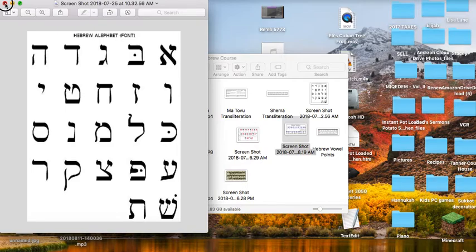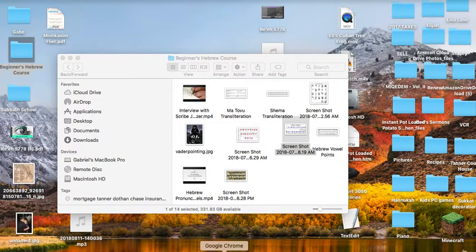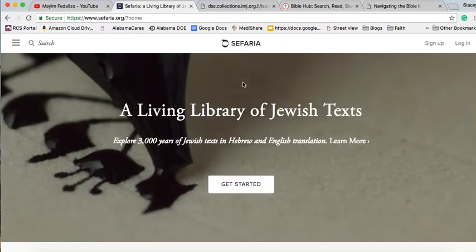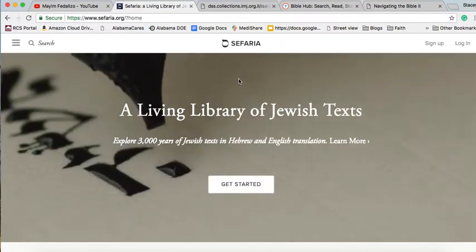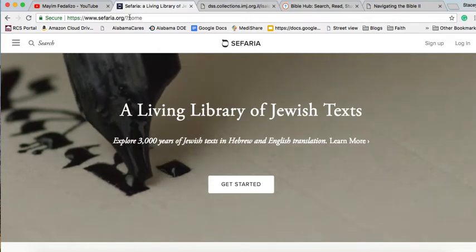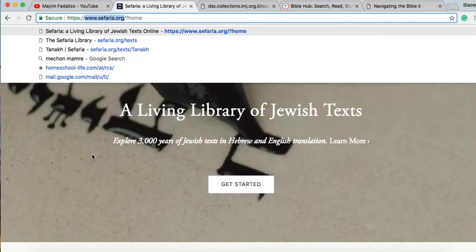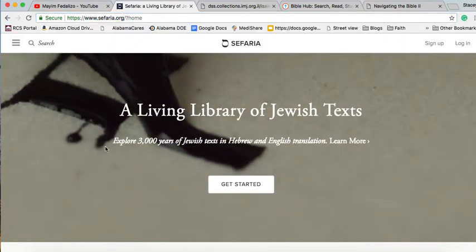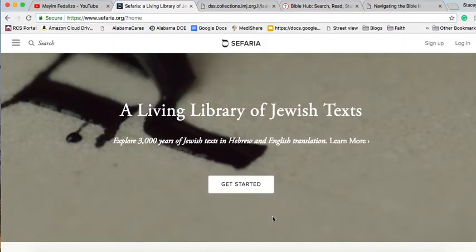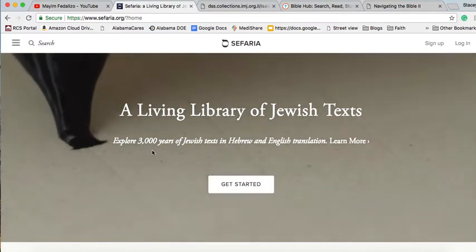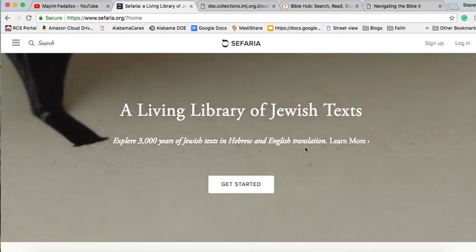Okay, the next thing I want to take you guys over to do is go to Google Chrome here. I wanted to show you guys a really neat resource that I use in my Hebrew study. And this is it right here, this website called Sefaria.org. Okay, Sefaria.org. You see how I'm highlighting it up here? Sefaria.org. And it's a really great website. It's a living library of Jewish texts. We'll explore 3,000 years of Jewish texts in Hebrew and English translation.